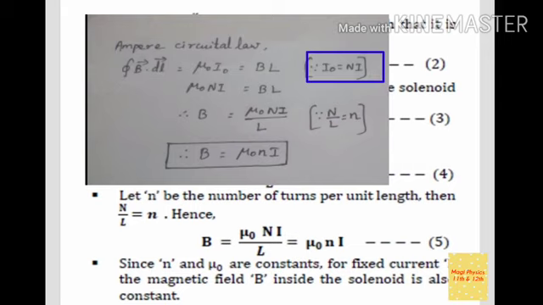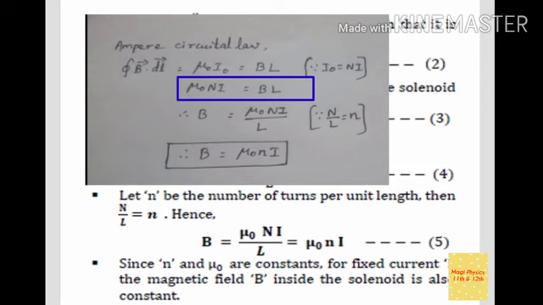Here I naught is replaced as nI. It is because the solenoid is made up of n number of turns, and I is the amount of current flowing through the solenoid. So the equation becomes mu naught nI is equal to B into L. From this equation we can write the relation for the magnetic field inside the solenoid as B is equal to mu naught into N into I divided by L.